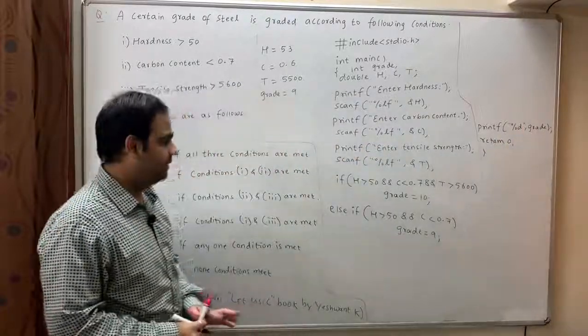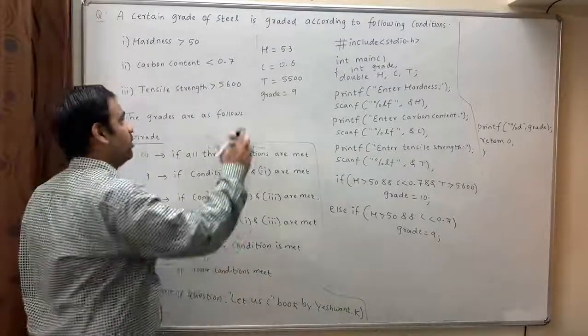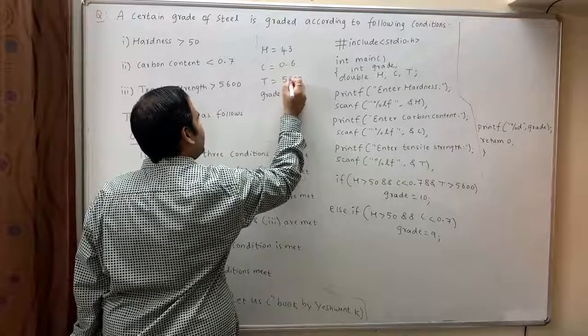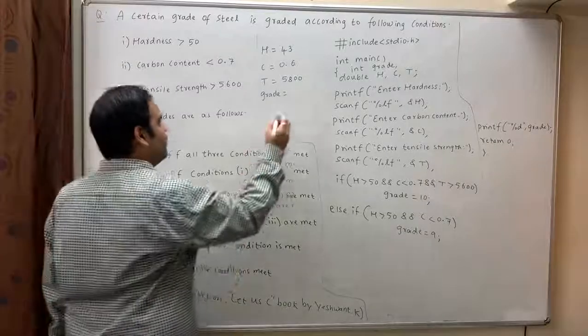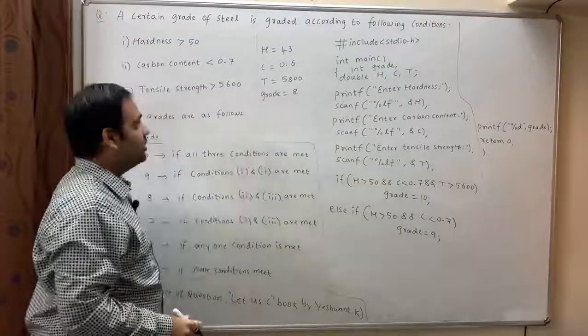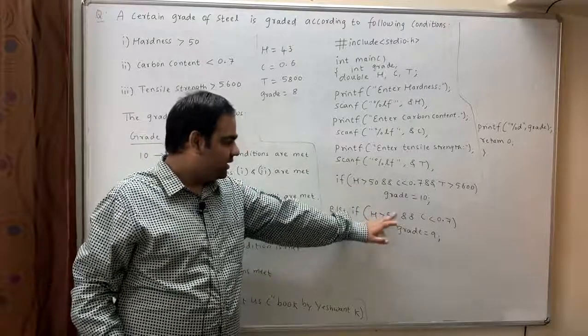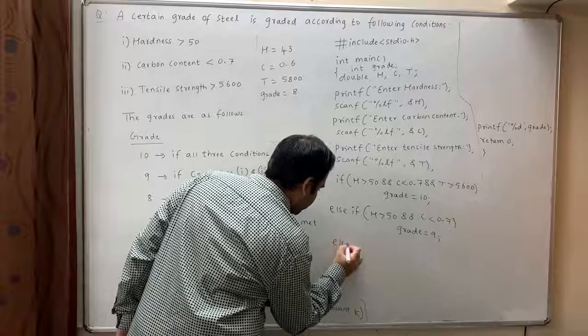would be printed. Okay. Now if conditions 2 and 3 are met but not the first condition, let's take it as 4300 and let's take it as 5800, and we know that 2 and 3 are met, therefore the grade is 8. Now let's check here. 43 greater than 50 is false, 43 greater than 50 is also false. Therefore, we need to go to the next condition.